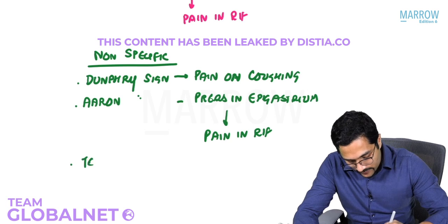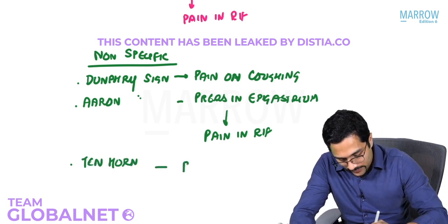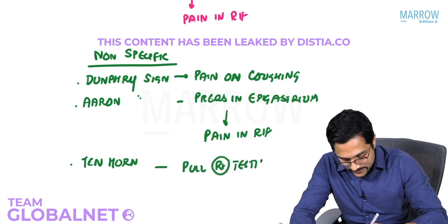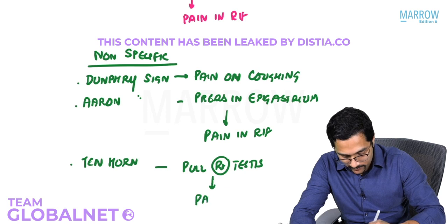And finally, you have the Ten Horn sign. The Ten Horn sign is when you pull the right testis, there will be pain in the right iliac fossa.